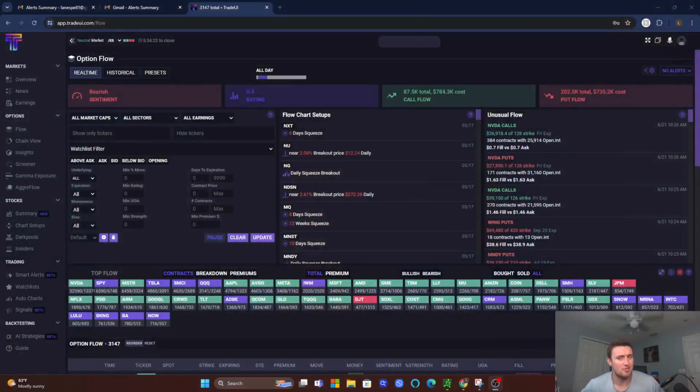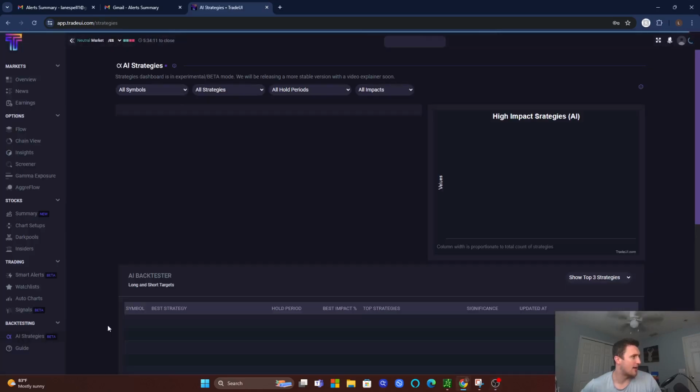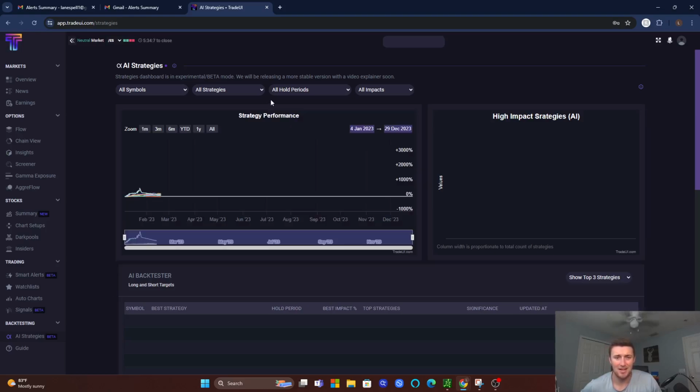Well, the great thing that we have over at TradeUI is we've actually developed an alerting system that finds stocks based on the criteria you like to have as a trader. So what I want to do is actually show you the simplified version. Whenever we go over to TradeUI, the first thing it brings you over to is option flow table. Well, if we go down here to back testing, you can go to AI strategies. Well, what AI strategies does is it filters different strategies based on different criteria.